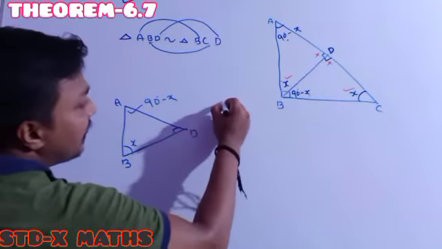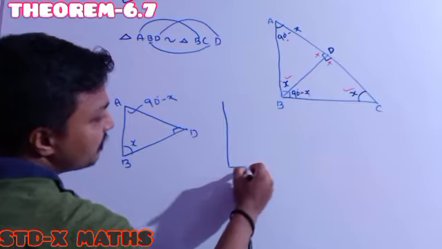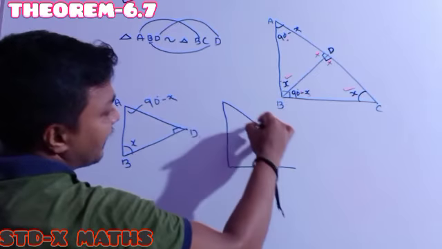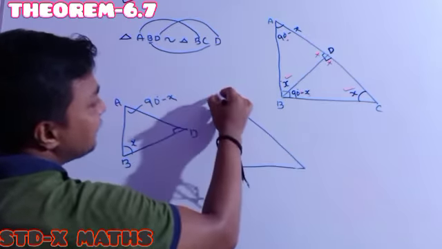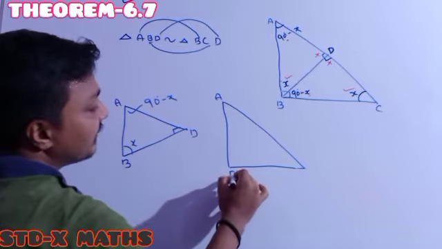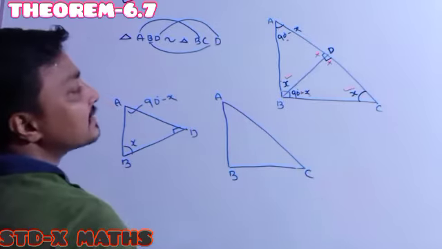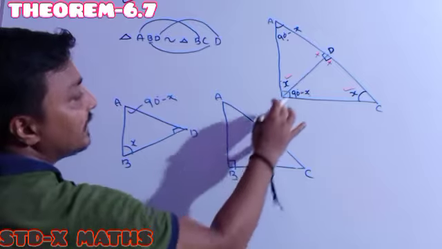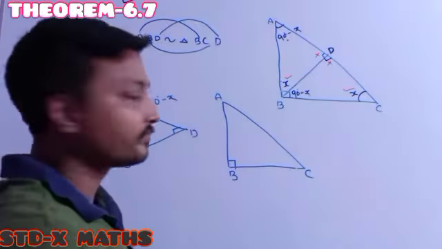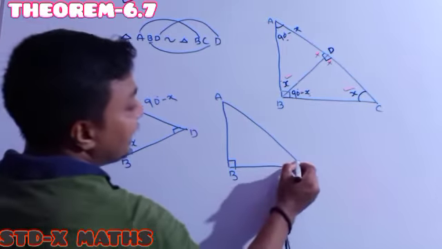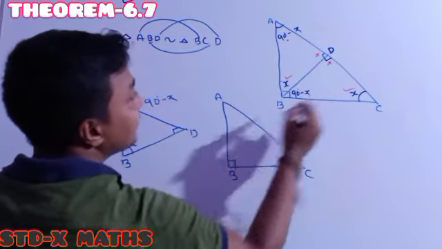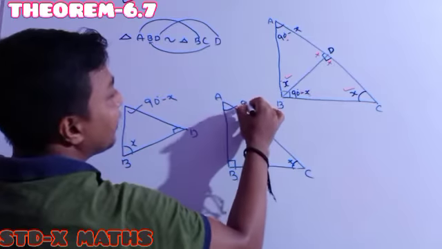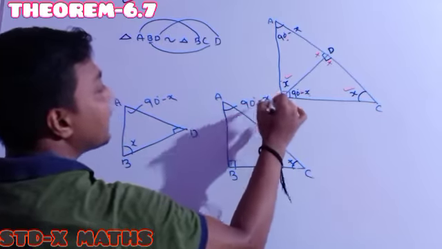Now I am drawing the larger triangle. See carefully. The larger triangle's name is ABC. A, this one is B, this one is C. The B angle of the larger one is 90 degrees at B. See one thing, here it is X, and this one is 90 degrees minus X.